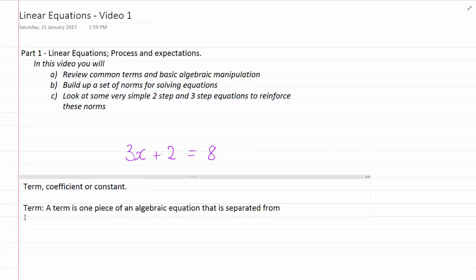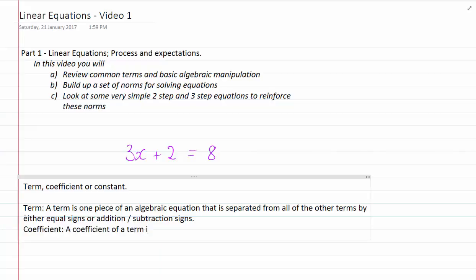A term is a piece of an algebraic equation that is separated from all the other terms by either an equal sign or addition or subtraction sign. So as you can see in this equation above, there are three terms. The three terms are 3x, 2 and 8. A coefficient of a term is the value in front of the unknown, the pronumeral. And in this case, the coefficient of x is 3. A constant term is purely numerical. And in this case, both 2 and 8 are constant terms.